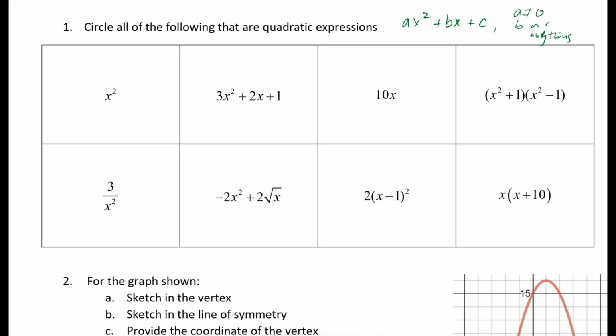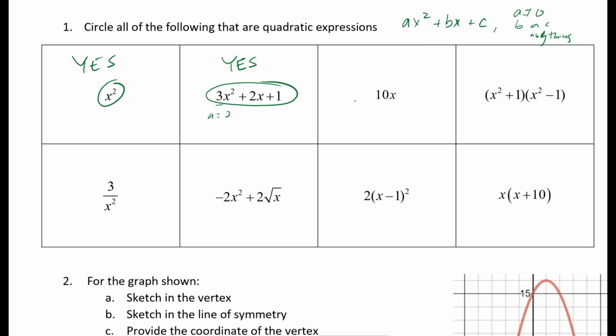Okay, so for this first one here, clearly there's an x squared term and doesn't need anything else. So this one is definitely quadratic. Here we see that the a term is 3, so we have the x squared term, but we're also allowed to have an x term and a constant term. So this also would definitely be quadratic.